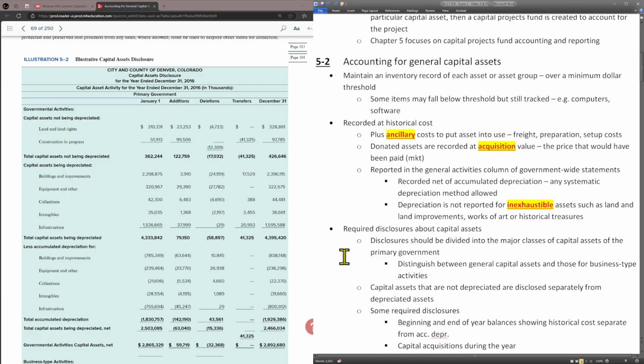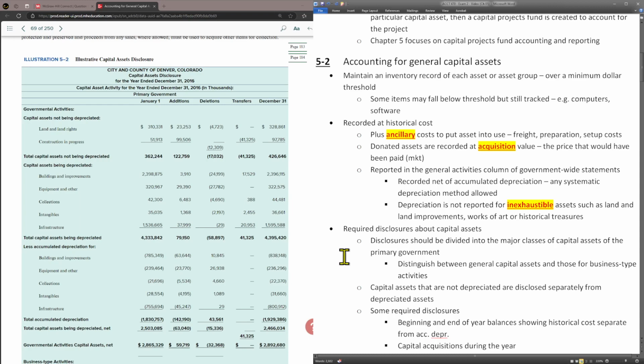Just as normal, typically we don't report accumulated depreciation separately. Typically, the long-term assets in the government-wide statements are just reported as assets, net. Net meaning what? Net of accumulated depreciation. Which sort of depreciation method do they allow? Any systematic depreciation method is allowed.